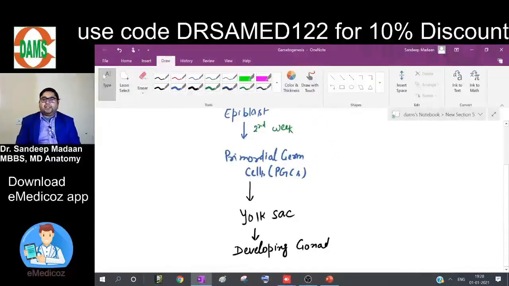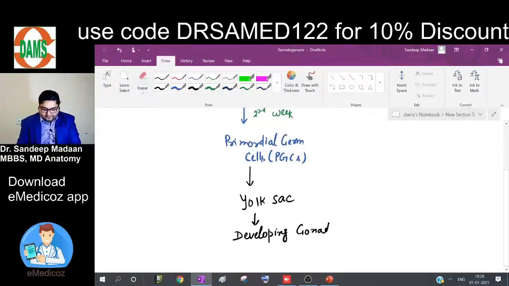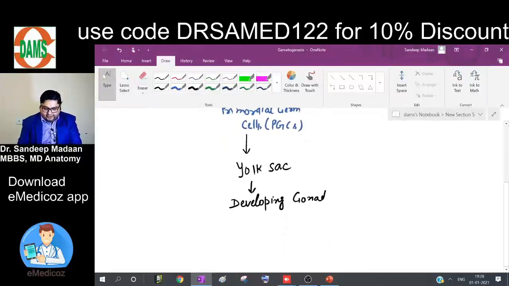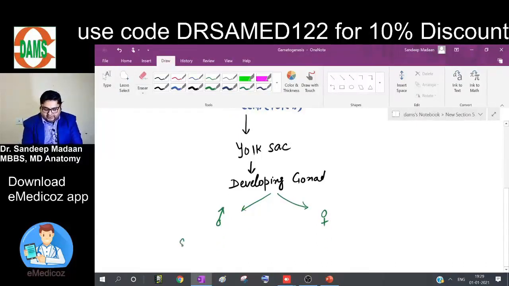Now once they have reached the developing gonad, nothing changes but their name. That means we will no longer call them primordial germ cells. Rather, depending on male or female, we will call them Spermatogonia or Oogonia respectively, right? So in the developing gonad, once they have reached, their story depends on whether they are in a male or female. In case of male, these are called Spermatogonia.